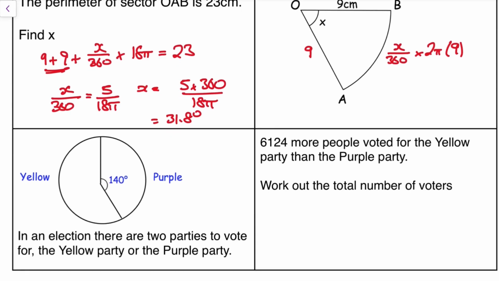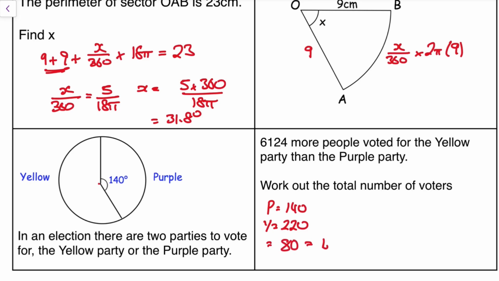Final question today. In an election, there are 2 parties to vote for, the yellow and the purple party. 6,124 more people voted for the yellow than the purple. Work out the total number of voters. The way to do this is to think about the degrees difference. So in other words, purple is equal to 140 and yellow is 360 minus 140, which is 220 degrees. And the difference between these two is 220 minus 140, which is 80 degrees.